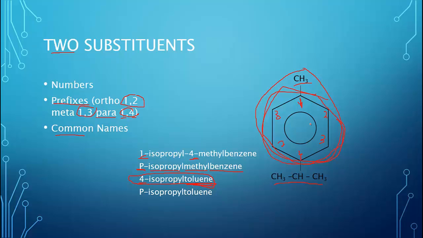When we find this kind of name, the 4-isopropyl toluene, we need to know what toluene is. So we would be able to draw the toluene and then count 1, 2, 3, 4, and put the isopropyl. And in this case it's the same. We need to know the prefix para to know that's 1 and 4, and we need to know what toluene is. So we draw our toluene, then we count 1, 2, 3, 4, and draw our isopropyl.